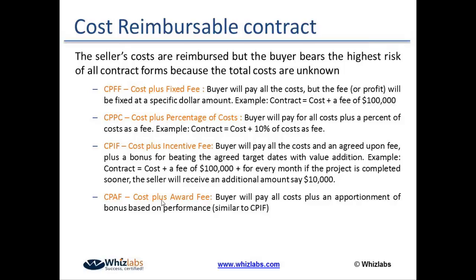So in order to ensure that the seller has some motivation to control cost, we have the third type, cost plus incentive fee. In this type of contract, we have some extra bonus allotted for controlling cost or any other parameter. Cost plus award fee is very similar, just that you have an incentive based on the percentage of the total cost itself. Make sense? Now, about the characteristics of this type of contract: the total cost of the project is unknown to both parties.